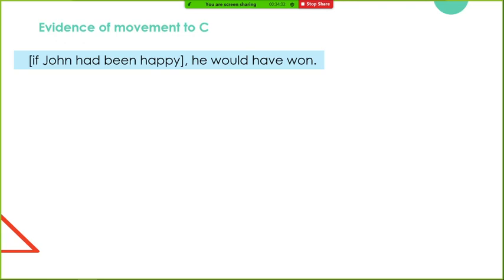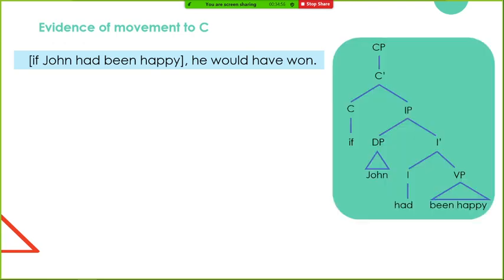If John had been happy, he would have won. This is the clause in the brackets there, the if John had been happy, is an instance of what we call a conditional clause. It sets out the condition for the truth of the following clause. He would have won is conditional on if John had been happy. Okay, so here we've got a conditional clause beginning with the complementizer if. Okay, it has this kind of structure, and we've got if in the complementizer position followed by the IP John had been happy.